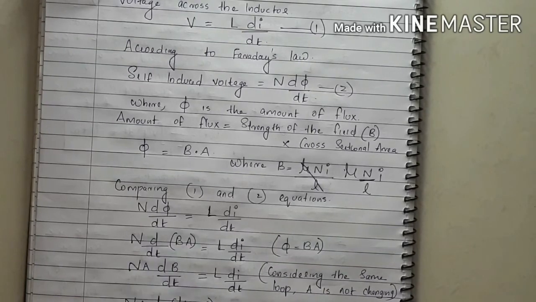A is a constant, so it can be taken out. Since we are considering the same loop, the cross-sectional area is not changing, so it is a constant. Only the magnetic flux is changing. So A can be taken out: N A dB by dt equal to L di by dt.